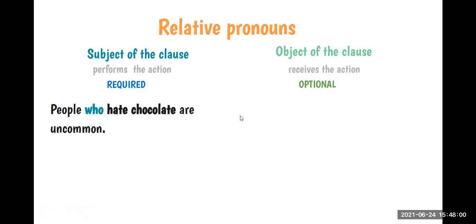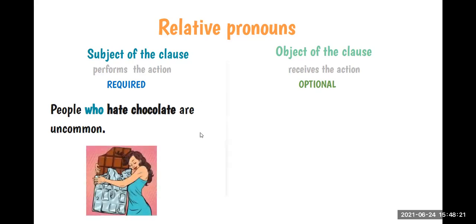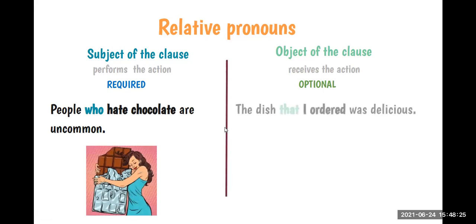People who hate chocolate are uncommon. Como pueden ver aquí, who es el sujeto de nuestra oración. ¿Por qué? Porque estamos hablando que estas personas son las que odian el chocolate. ¿Ok? Entonces es el sujeto de la oración, no podemos eliminarlo de nuestra oración. Debemos sí o sí decirlo o ponerlo en nuestra oración. ¿Ok? Aquí tenemos otra oración.